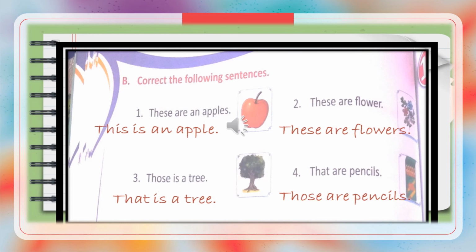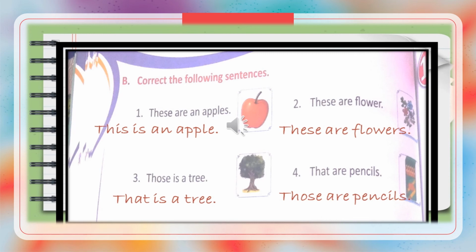Number 2. These are flower. Now flower is singular. So why will we use these for the singular one? For singular we don't use these, na? For singular we use this. And here are many flowers. If you see in the picture, this is not one flower. Many flowers are there. So it's basically a plural. So we will write these are flowers.